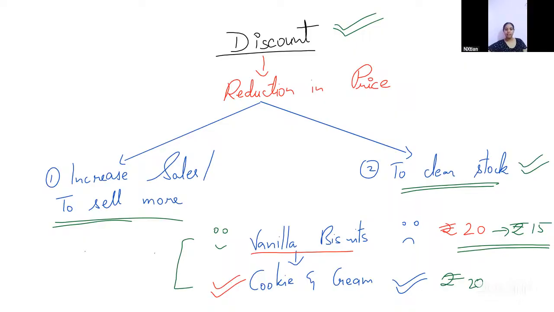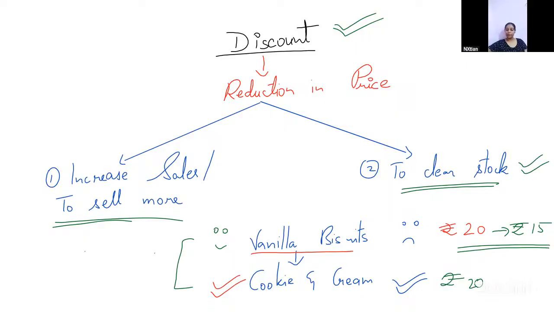If I want to sell more cookie and cream, I will reduce the price of cookie and cream. Then my cookie and cream sales will be much higher. Why? Because I'm giving a discount to increase the sales. So discount is given for both reasons: to increase the sales and to clear the stock. Understood the concept of discount?